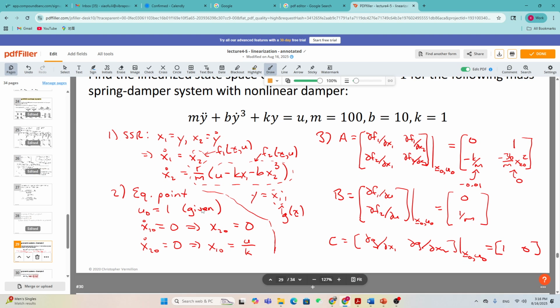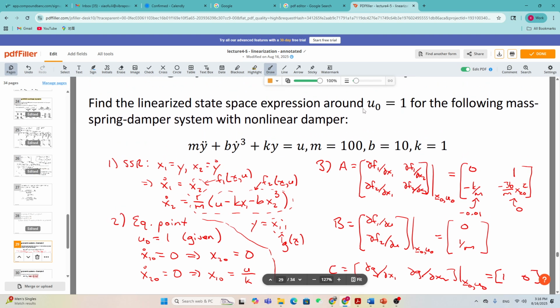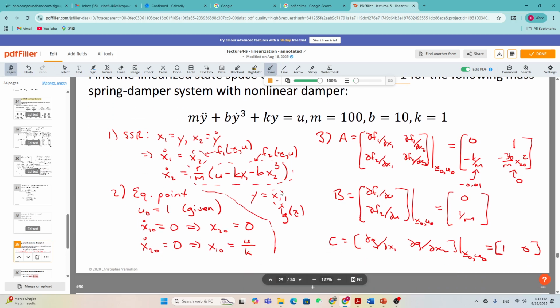Then let's find your equilibrium point. As we've already defined in this example, your u0 is 1, which is the point of interest. If you set x1 dot equal to 0, you also derive that x2 equals 0. If x2 equals 0, then from the rest of the terms, you will find x1,0 equals u over k. So here we get the state space representation and also your equilibrium point.